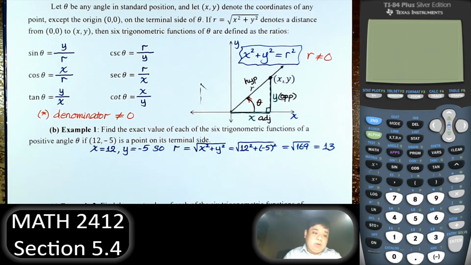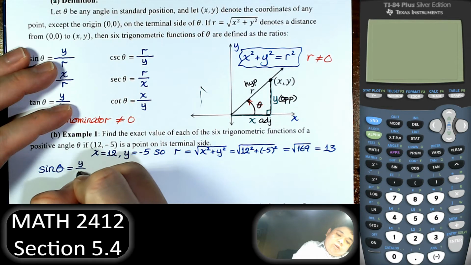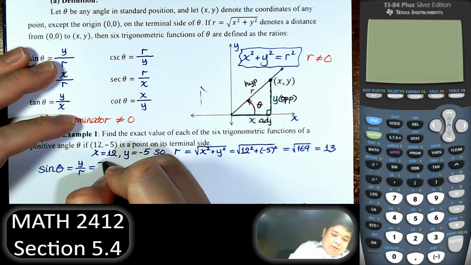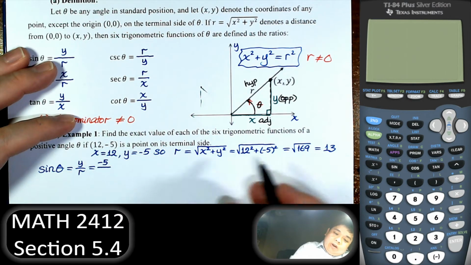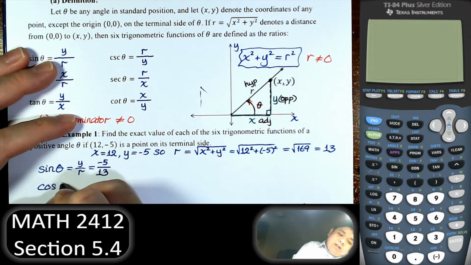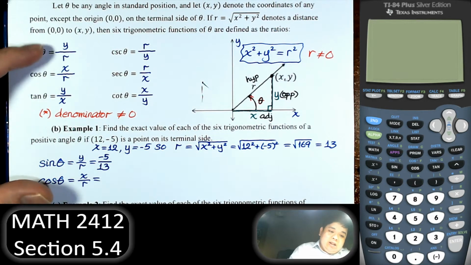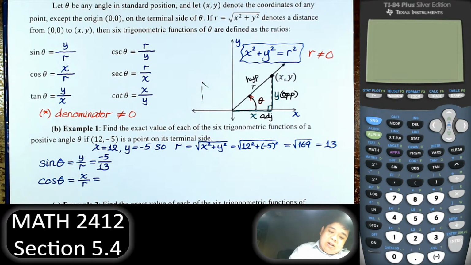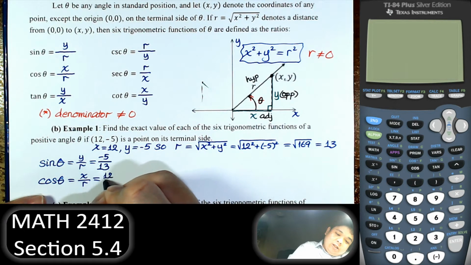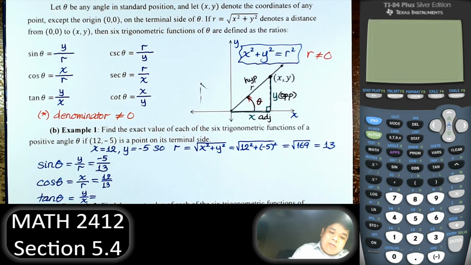Now we just write the ratios. Sine is y over r, negative 5 over 13. Cosine is x over r, based on the definition here, 12 over 13, and tangent is y over x.